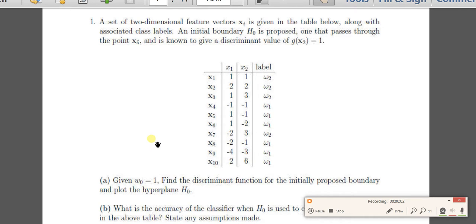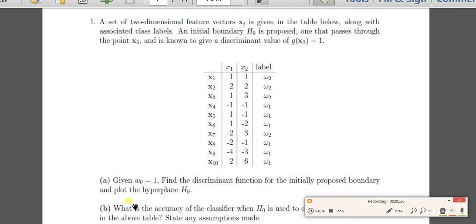So this is the last question they look at in the tutorial. It involves finding the equation of a hyperplane. And it's not so bad once you know how to extract the right information. So it's given that we have a bunch of feature vectors, or basically samples. We have samples 1 through 10, and they each have feature values x1 and x2. So we can represent this in a two-dimensional grid.